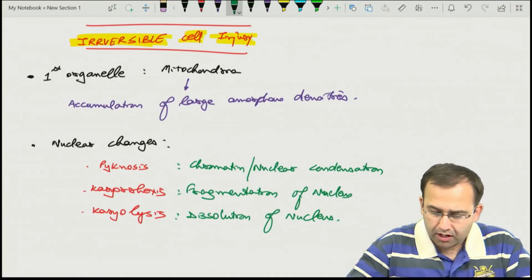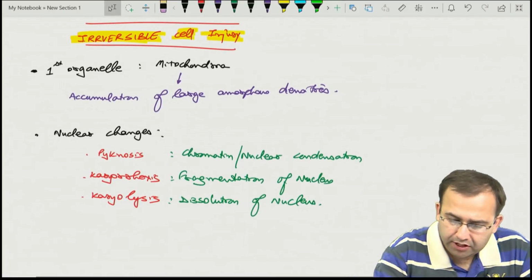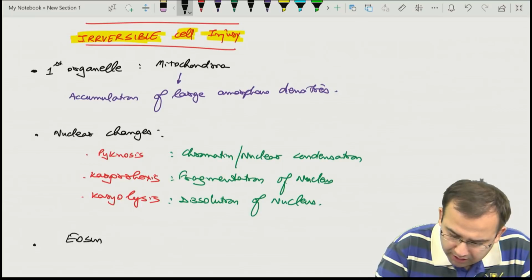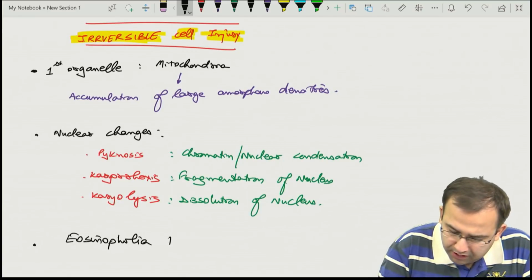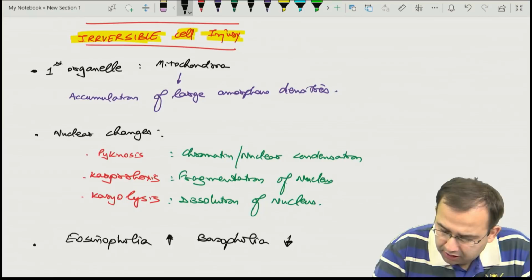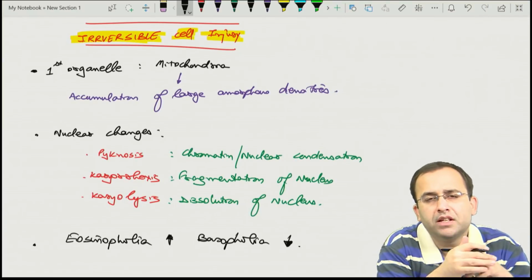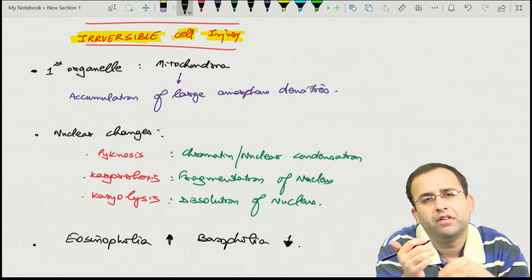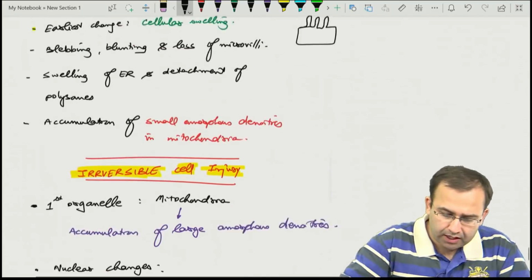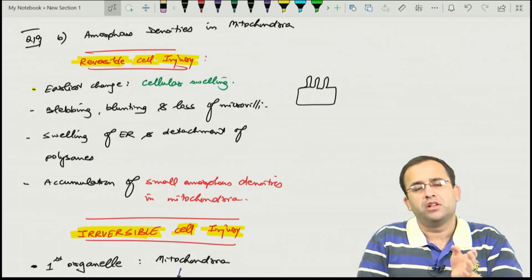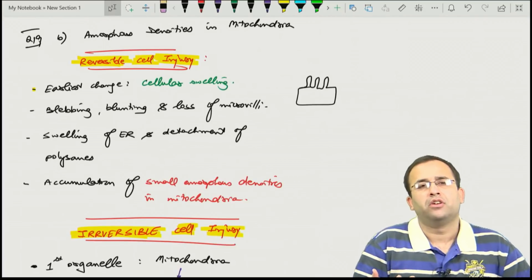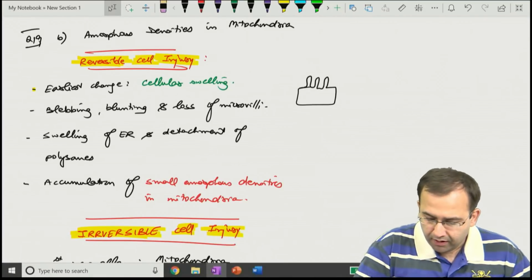And the last point in irreversible cell injury is that with necrosis, eosinophilia increases and basophilia reduces. See, the nucleus is blue in a cell. If the nucleus is undergoing pycnosis, karyorrhexis, karyolysis, basophilia reduces and eosinophilia increases. This is irreversible cell injury. So the answer to this question is amorphous densities in mitochondria, because amorphous densities can be large also, which is a feature of irreversible cell injury.